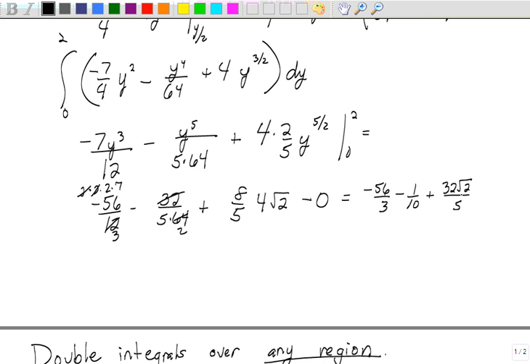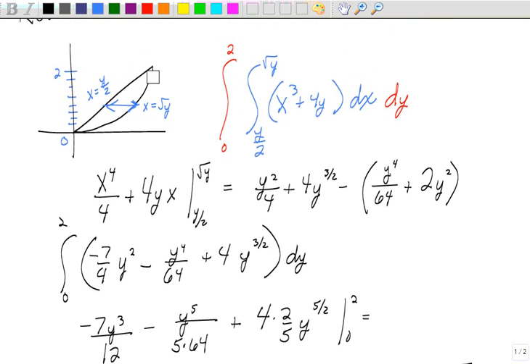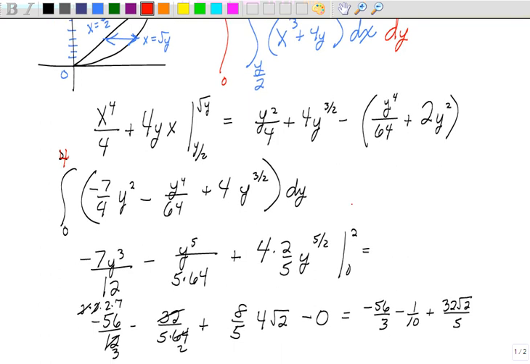This should be 0 to 4. Okay, sorry. This is the point 2, 4. The y value is 4. So that should be 0 to 4.